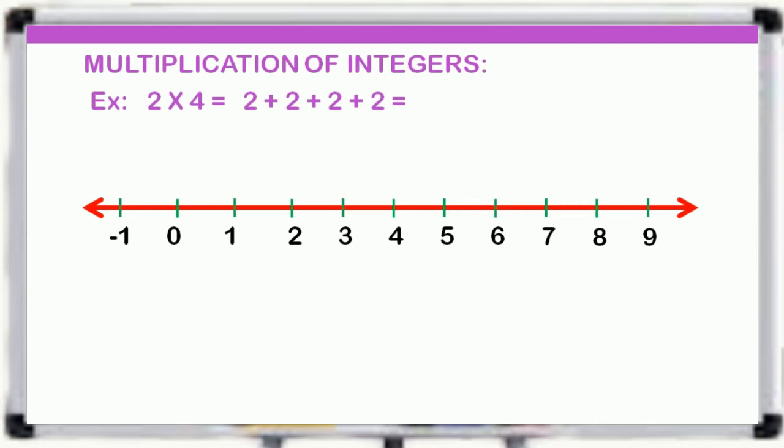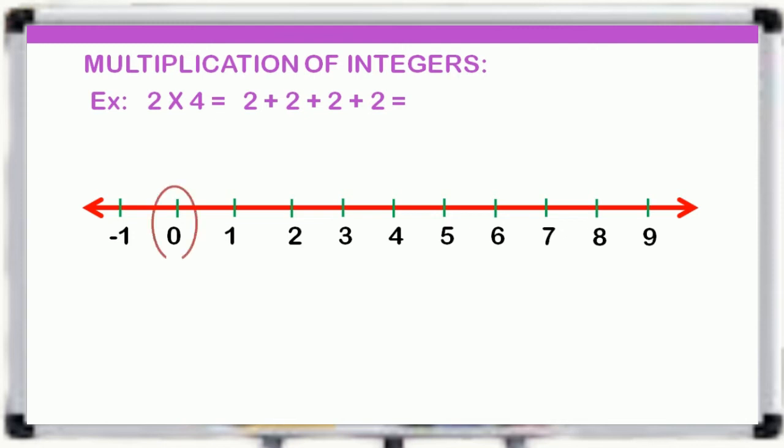Here I am taking the positive line bigger than the negative line. So here we have to jump 2 times and 4 jumps. Because 2 into 4 is equal to 2 plus 2 plus 2 plus 2. Here how many 2's are there? 4 2's are there. So here 4 jumps. Here we have to take 4 jumps 2 times.